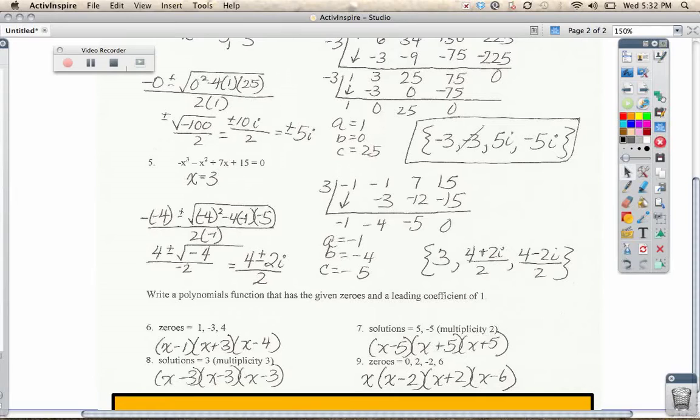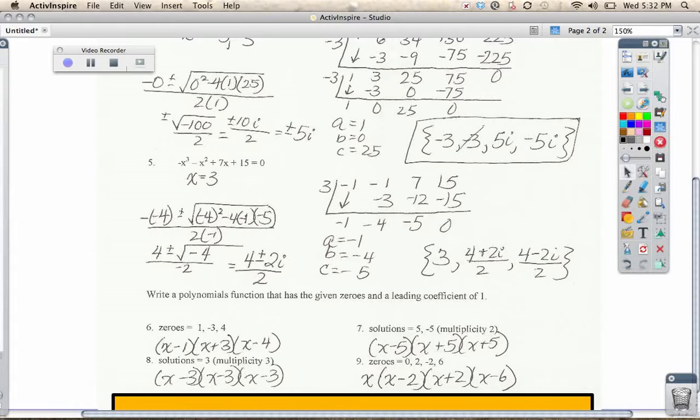All right, moving on to writing polynomial functions with the given zeros and a leading coefficient of 1. Again, this is really just writing the function as a set of binomials. So the zeros of 1, -3, and 4 become x minus 1, x plus 3, and x minus 4. The solutions of 5, -5 with a multiplicity of 2 become x minus 5, x plus 5, and x plus 5. The solution of 3 with a multiplicity of 3 is just that 3 times, x minus 3, x minus 3, and x minus 3.